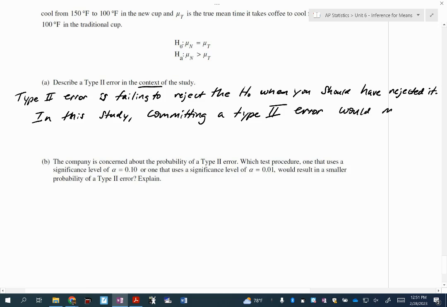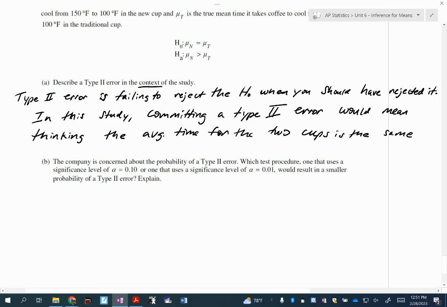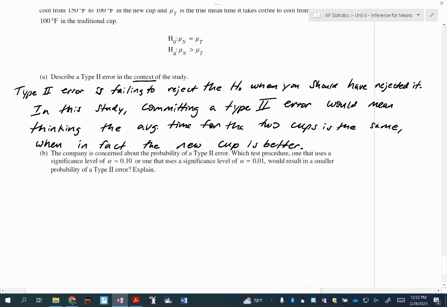would mean thinking the average time for the two cups is the same when in fact the new cup is better. And by better, I mean taking longer for the liquid to cool. All right, so it keeps your coffee warmer longer. Okay, so that is part A.